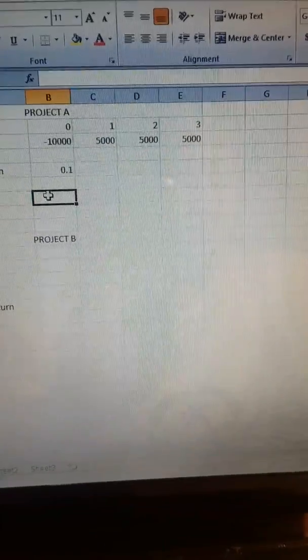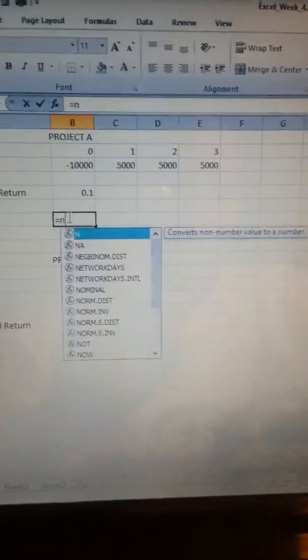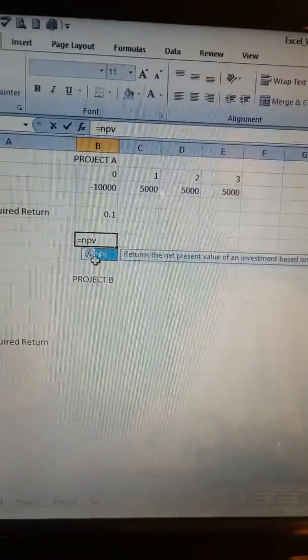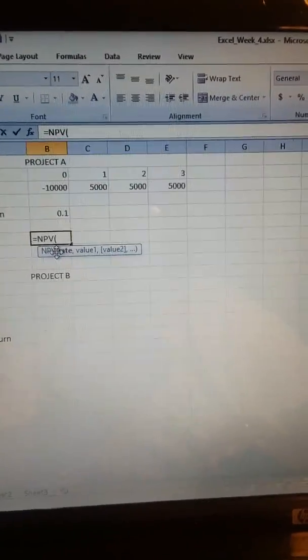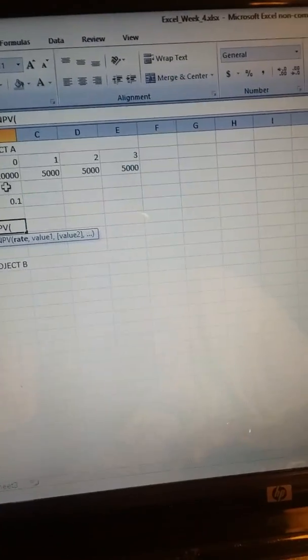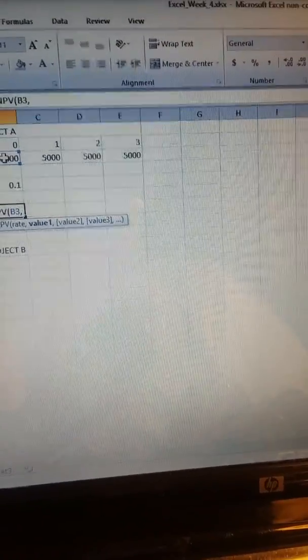So the correct way to do the NPV is to just simply go equals NPV. And so then what it wants to look at is your initial investment, that, and you're going to put a little comma because that's your initial investment. And then you're going to want to have your cash flow times. So it's going to be this.